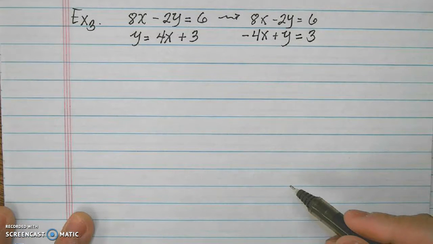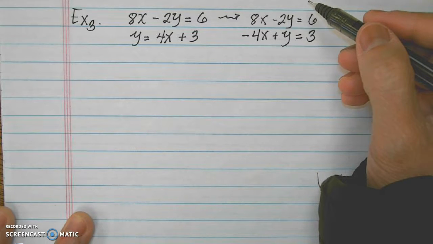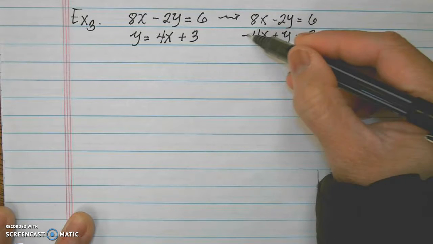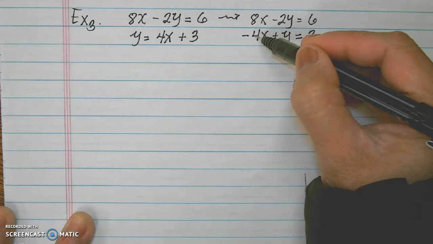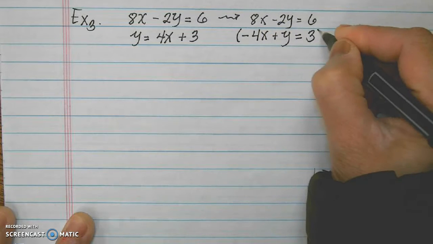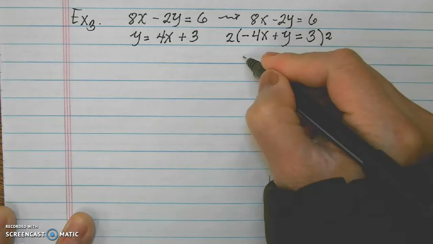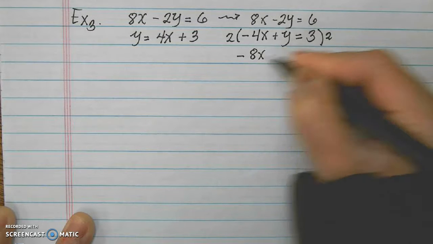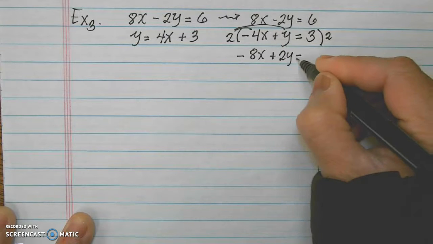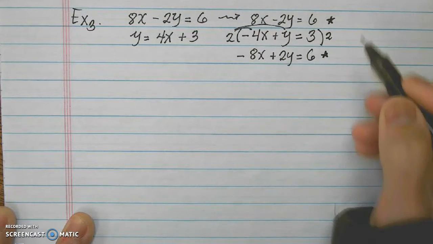So I'm looking at this and thinking, okay, I need to eliminate something, and I'm looking at my 8 and my 4. I can eliminate this if I multiply this by 2. But if I multiply this by 2, I'll have to multiply everything here by 2. So let's do that. I will multiply everything by 2, including this one. So I will now have here negative 8x. I will distribute, that's what I mean, okay? Plus 2y equals 6.